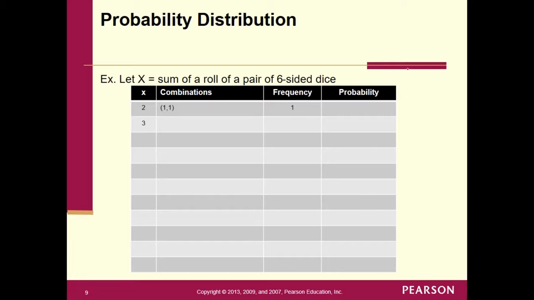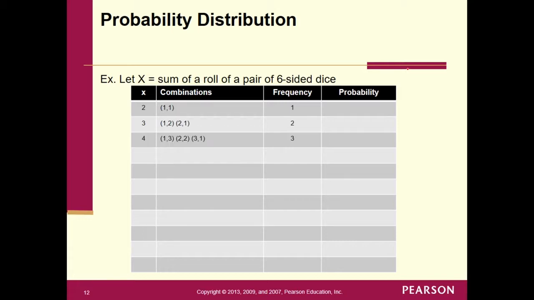So what's the next smallest value? 3, right? Notice it's discrete, right? 2, 3, 4, 5, so on and so forth. And what are the different combinations that we could do here? So there's actually 2 different ways of doing this. You can have a 1 on the first die and a 2 on the second die, or you can have a 2 on the first die and a 1 on the second die. And so there's 2 ways of doing that.